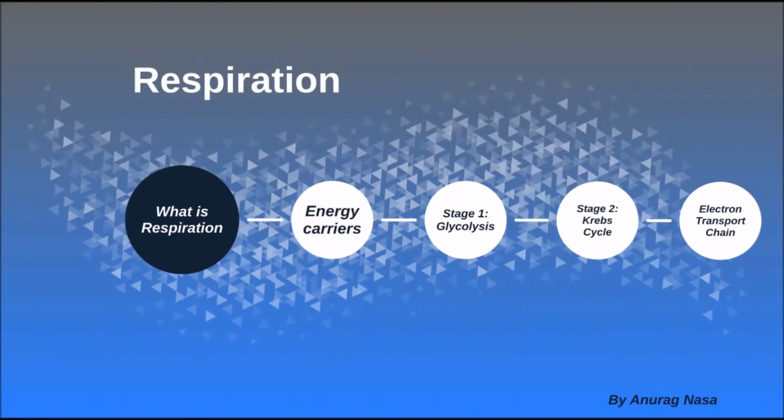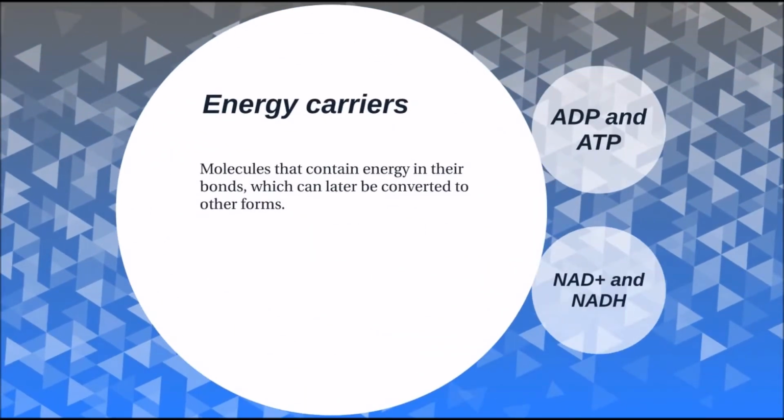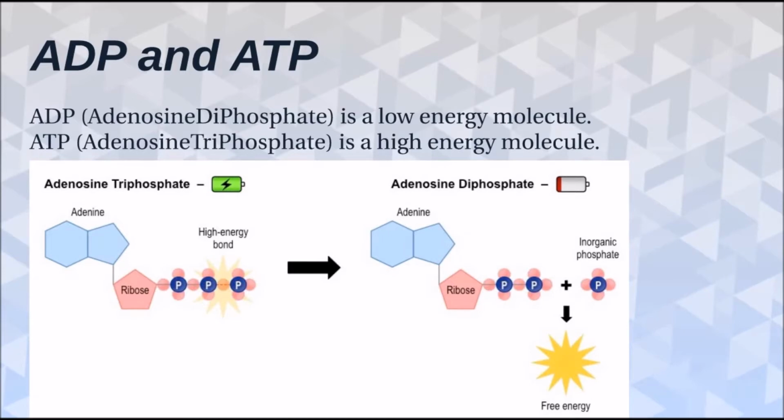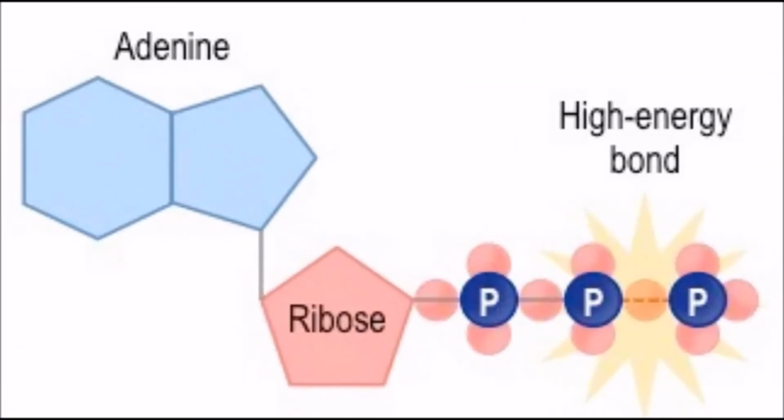Now that we've talked about respiration, let's talk about energy carriers, which are molecules that contain energy entrapped within their bonds, and this energy can later be harvested or converted to other forms. ADP and ATP are important energy carriers. The structure of ATP is as follows. It has an adenine joined to ribose, which is joined to 3 phosphate groups. Now the name adenosine triphosphate comes from the fact that the joining of adenine and ribose makes a new molecule called adenosine. So when adenine joins to ribose, this whole molecule together is called adenosine. And it's adenosine triphosphate because you have 3 phosphate groups attached.